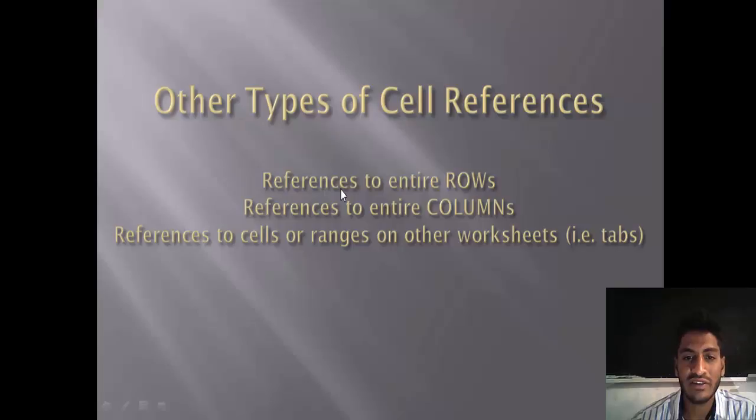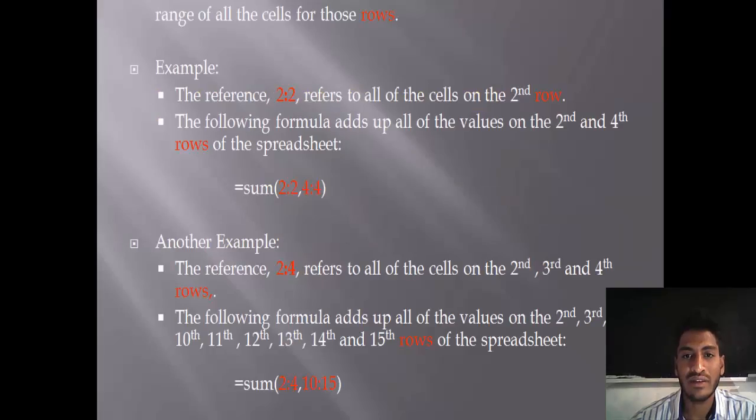Other types of cell references: references to entire rows, references to entire columns, and references to cells or ranges on other worksheets, that is, tabs. Entire rows, example 2:2 or 2:4. A cell reference of the form row name:row name refers to the range of cells for those rows. Example, the reference 2:2 refers to all the cells on the second row.